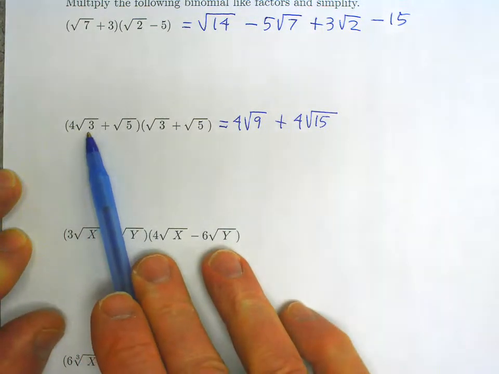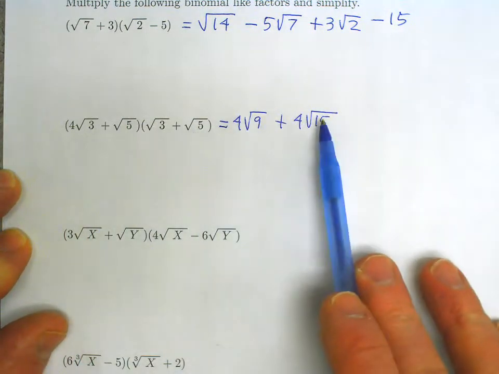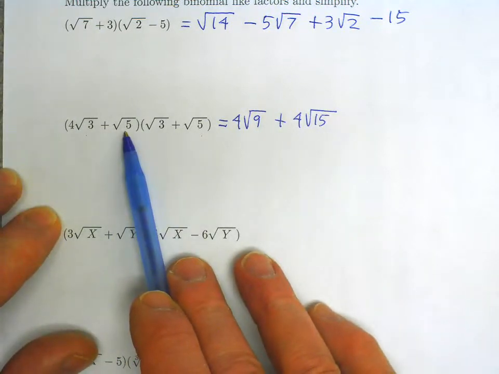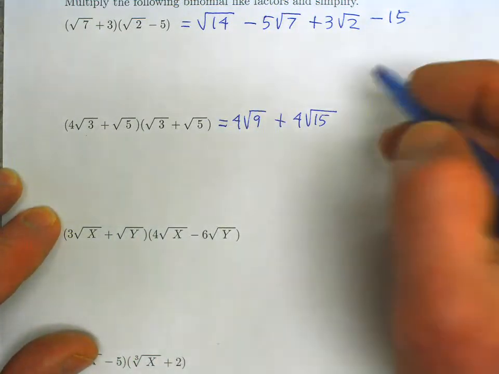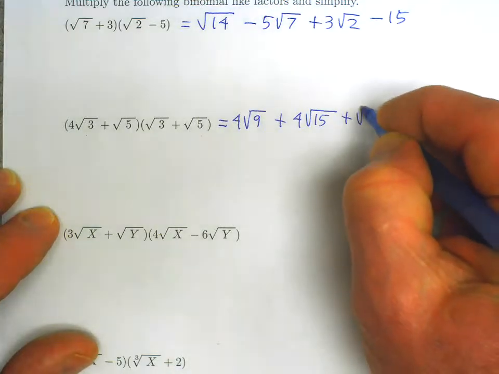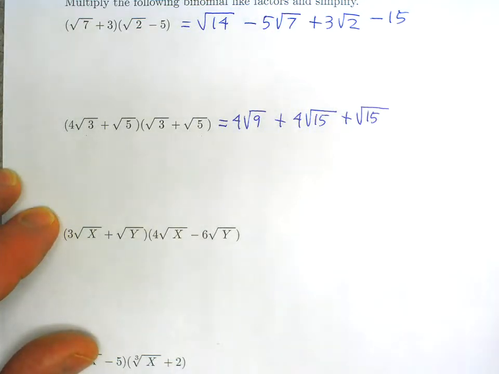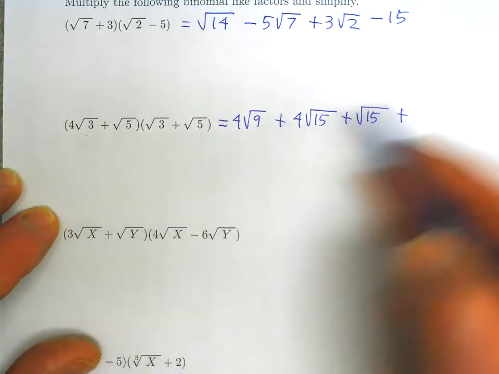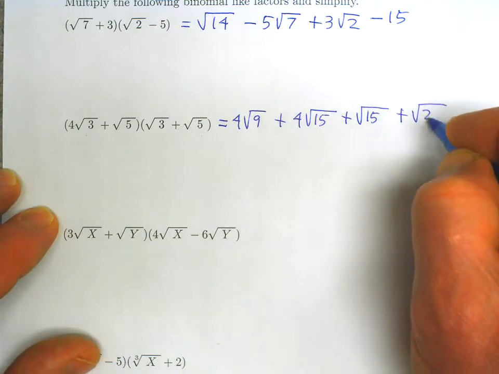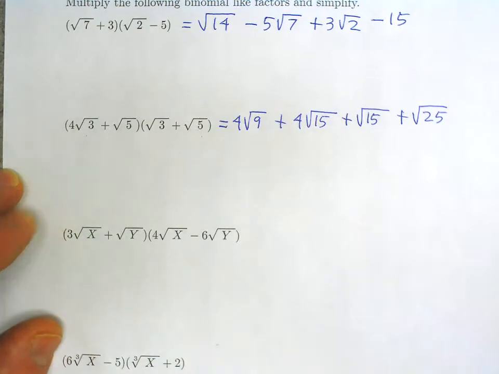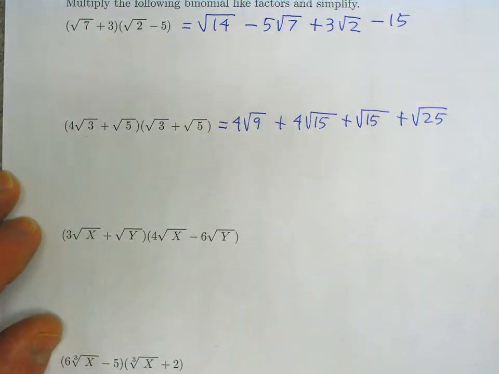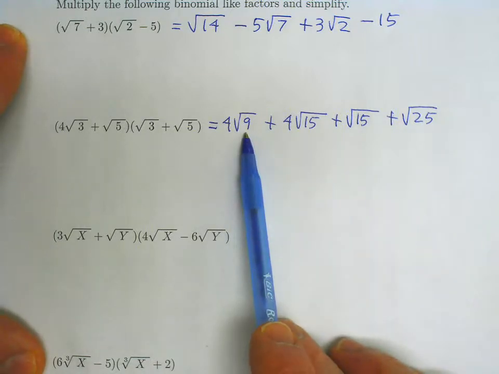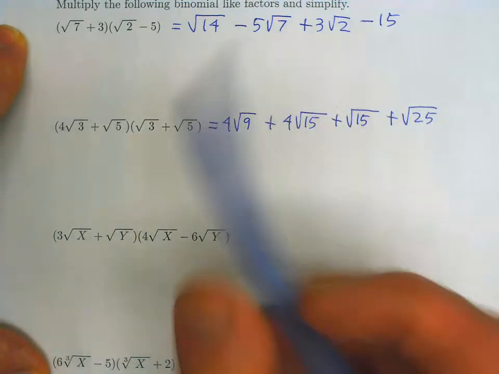That's because the square root of 3 times the square root of 5 is the square root of 3 times 5. Okay, then we multiply the square root of 5 times the square root of 3. So this is plus the square root of 15. And then finally, we're going to add the square root of 5 times the square root of 5, which is the square root of 25. Okay, we can simplify a little bit. The square root of 9 is 3, so this becomes 4 times 3.